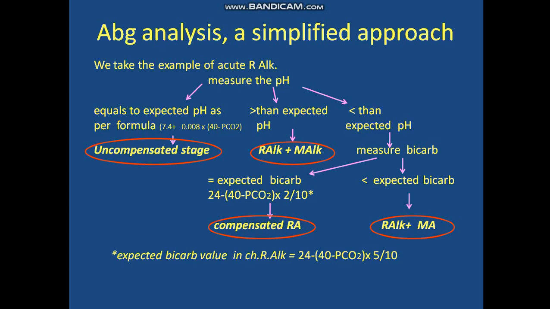Again, we measure the pH. If it equals the expected pH as per the formula, then it is an uncompensated state. And if the measured pH is more than the expected pH, then besides respiratory alkalosis, metabolic alkalosis is also taking part in raising the pH. If the measured pH is less than the expected pH, then either an acidotic component is there, that is respiratory alkalosis with metabolic acidosis, or the respiratory alkalosis is in a compensated stage. And this is differentiated by measuring the bicarb level as shown.